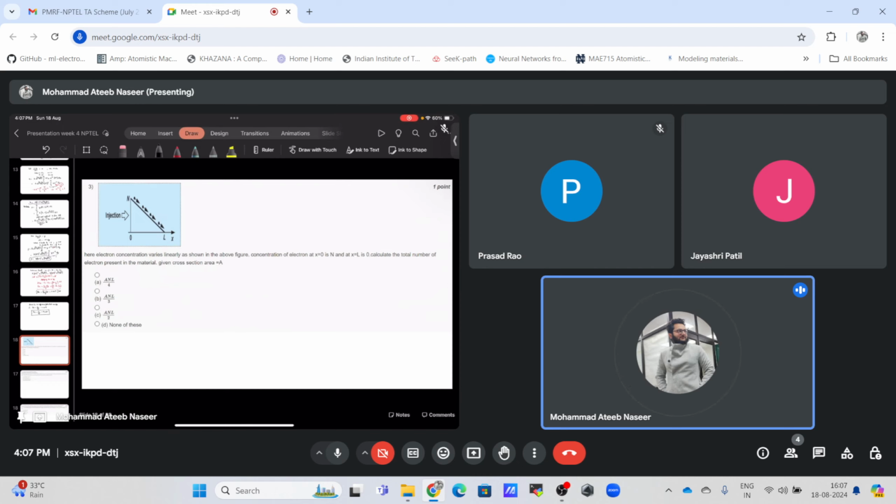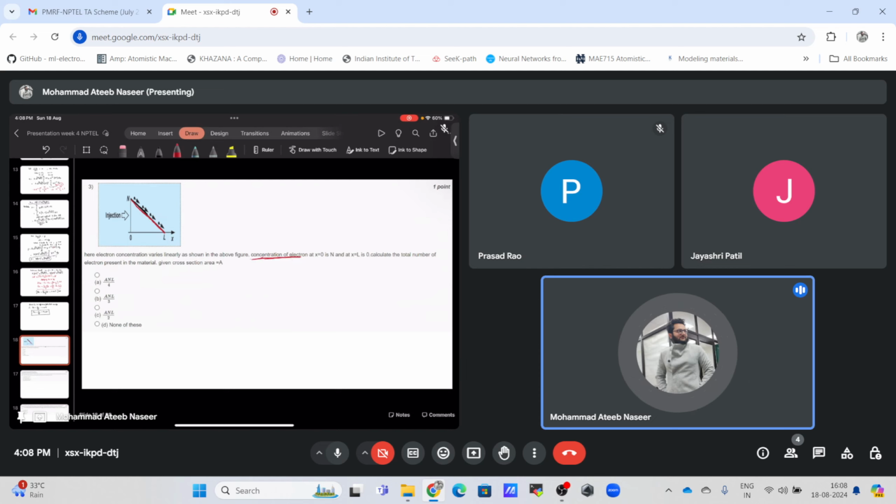So it says that we have some electronic concentration profile. This electronic concentration varies linearly as is shown in the figure. This figure shows the variation of the electronic concentration. The electronic concentration is decreasing as we go from x equal to 0 to x equal to L. So it is given by some linear equation in one variable, and we need to find out the equation of this line first.